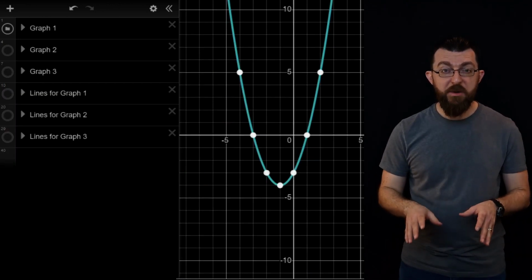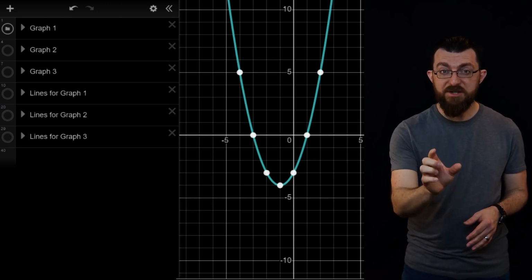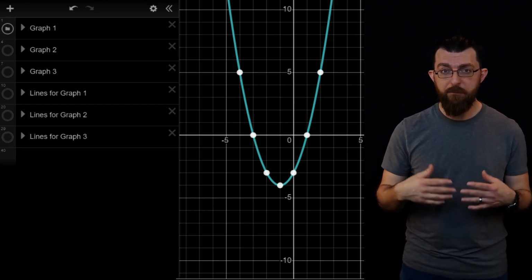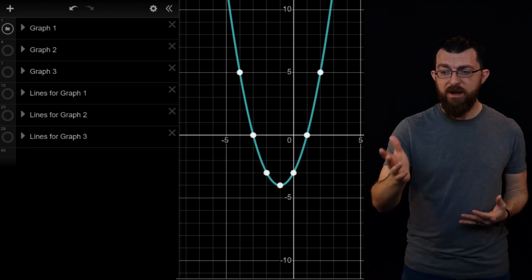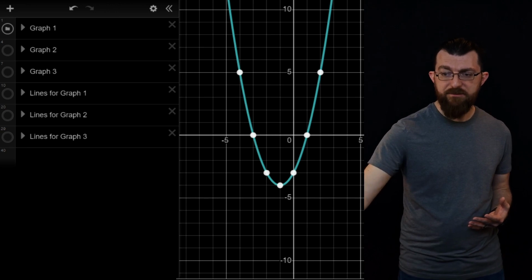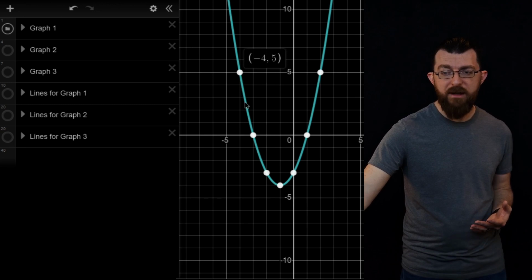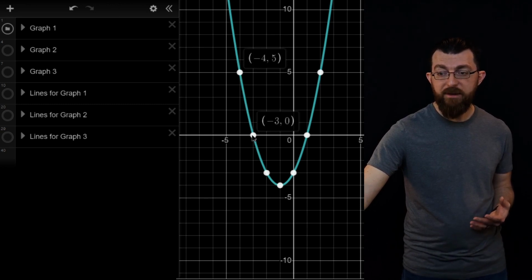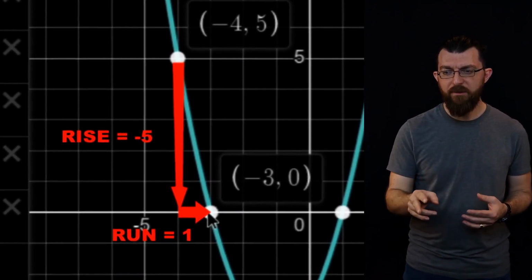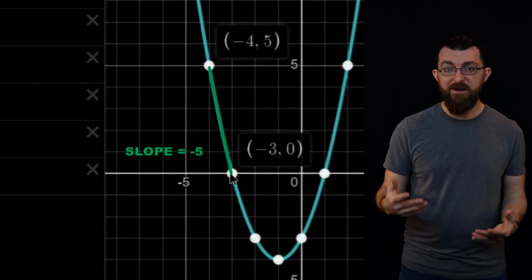This ties neatly into another property of parabolas, and that has to do with the slopes of small sections of it. You probably have already learned how to calculate the slope between 2 points in a previous unit on lines. So I've got here a parabola with points marked out on it at even intervals of x. For example, this point over here is at negative 4, 5, and you go 1 to the right, negative 3, 0. What is the slope of the line that connects those 2 points? Well, it goes over 1 to the right and down by 5, so that's a slope of negative 5.